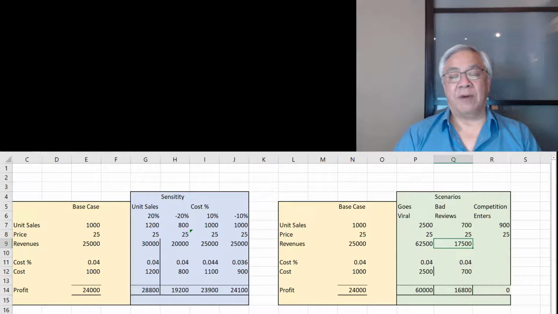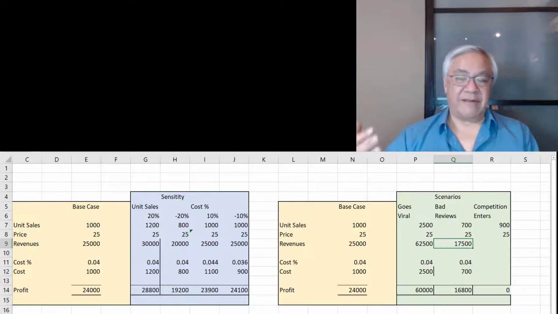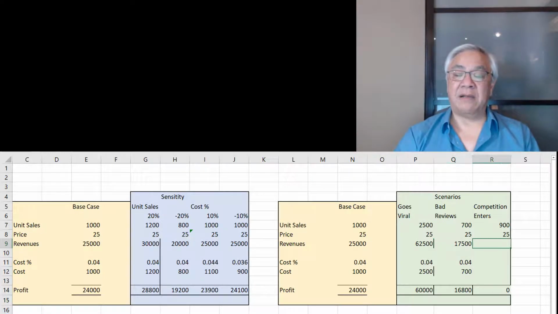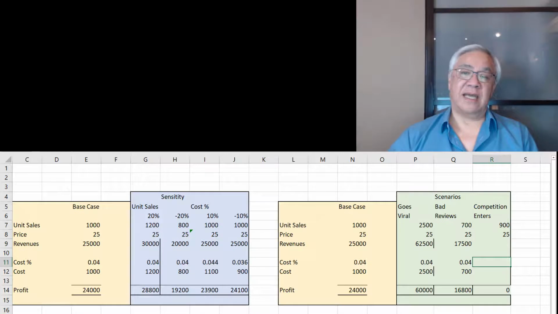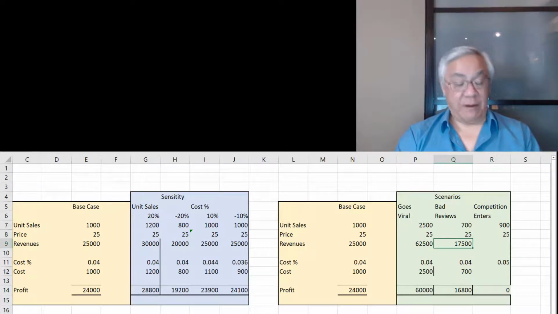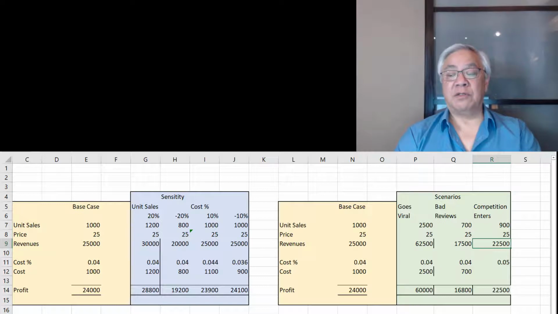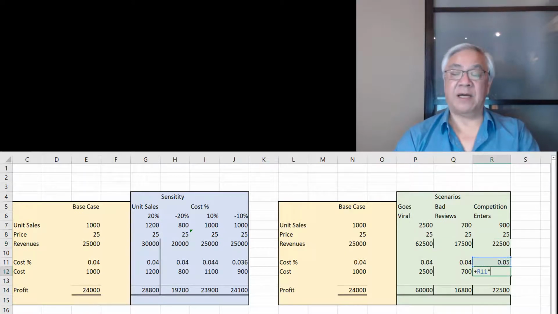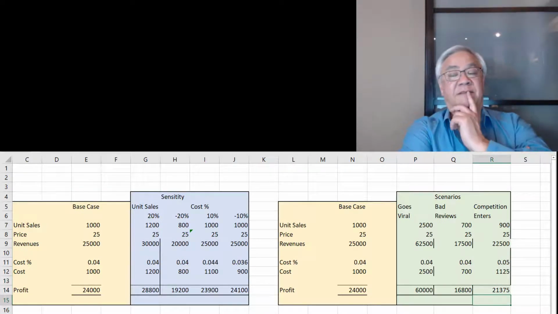Competition enters, and what happens is we're going to take a little bit of a hit on our unit sales, but not only that, they're pressing on our costs, and they're driving up our costs because they're grabbing our low-cost product. So now instead of 0.04 it is 0.05. What happens then? Well, revenue will go to 22,500. So we're down from where we hoped. But also, we took a double hit because our expenses went up as well. So now we drop all the way to 21,375.